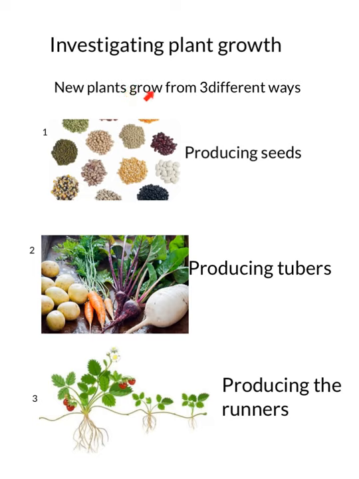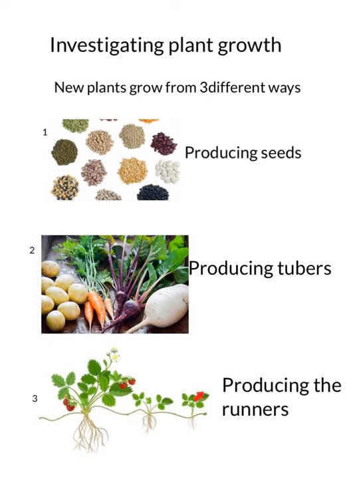The parent plant produces new plants in three different ways. One, by producing seeds. The parent plant produces flowers which produce seeds in different forms, which grow into a new plant when it has a favorable environment to grow. Second is by producing tubers. Tubers are either edible or non-edible parts of roots that grow into new plants when they again come into contact with a favorable environment like fertile soil, air and water.